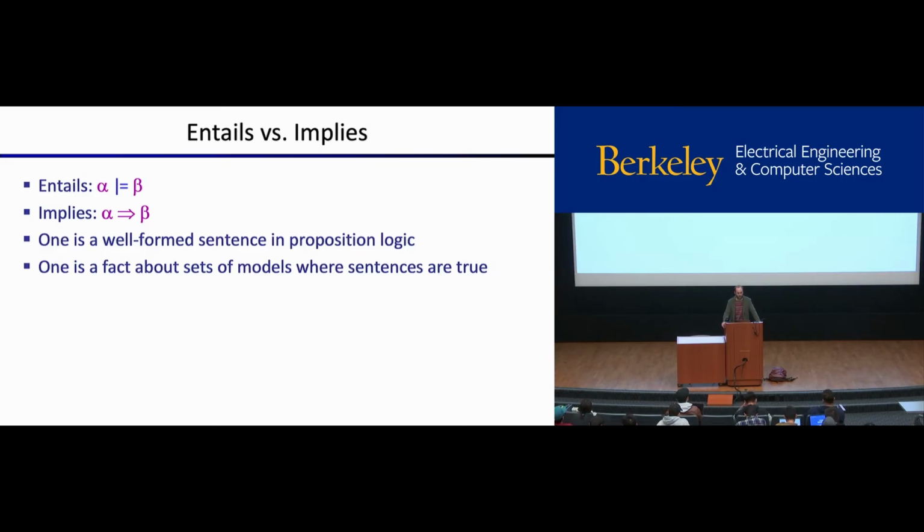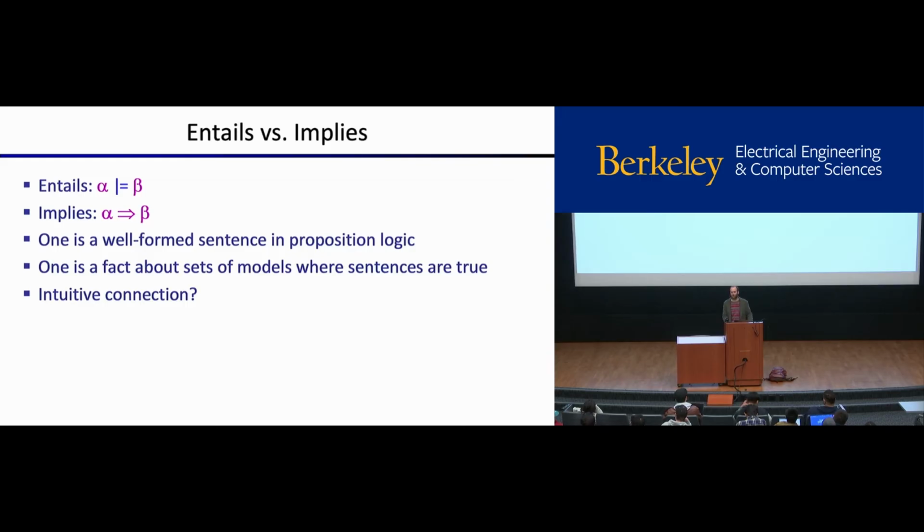One of them is a well-formed sentence in propositional logic, and one is a fact about sets of models where sentences are true. Put up a 1 or a 2. Put up a 1 if you think this one means entails. Put up a 2 if you think this one is implies. Come on. Yeah. You can see by the color kind of too. But yeah, this is a sentence in propositional logic. This is a fact about sentences in propositional logic.